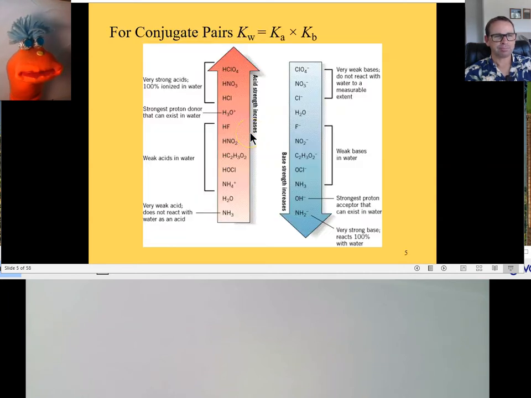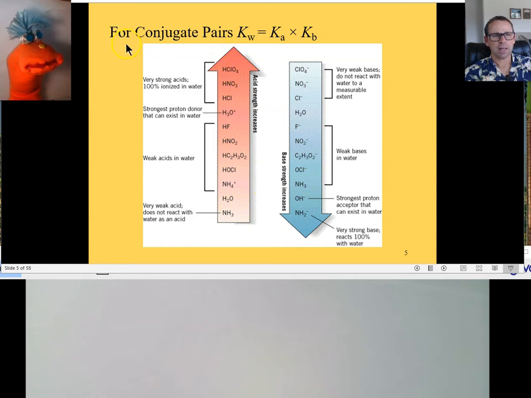Okay. Now remember this chart? Kind of do, yeah. So what is it showing us? That if you have a really strong acid, then its conjugate base is not a very good base, not a very strong base. But if you have a very weak acid, its conjugate base is a very strong base. Okay, that's right. Very good.